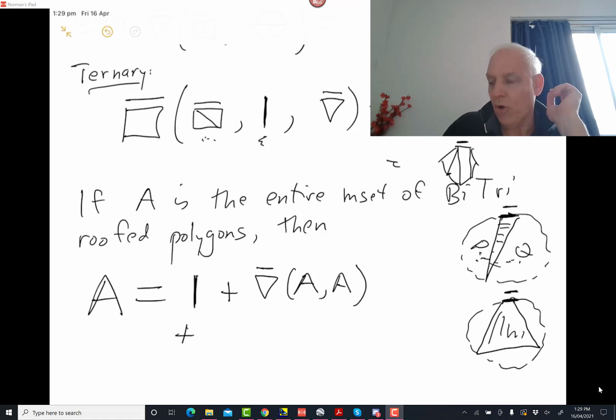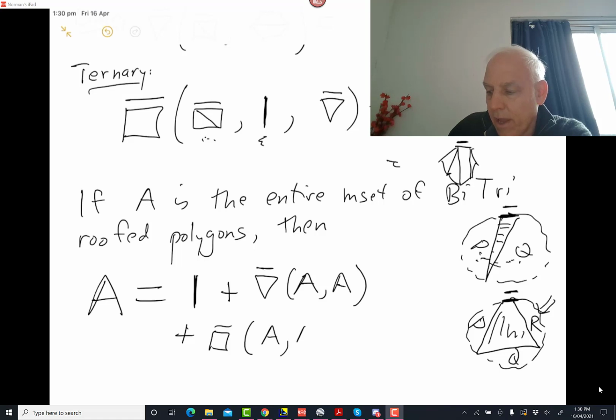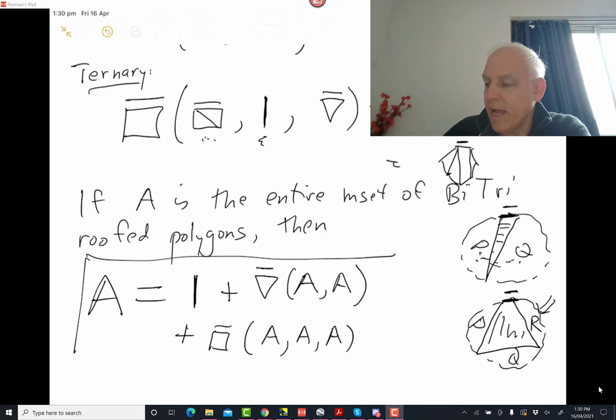But there's also the ones that have a central quadrilateral, and they're going to all be of the form, well, something like this, where here there's a P, and maybe here there's a Q, and here there's an R. Okay, so it's going to be of the form quadrilateral product of A with A with A. This is an identity of multisets.